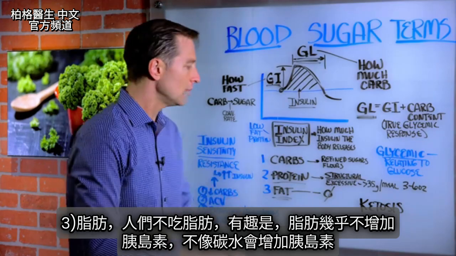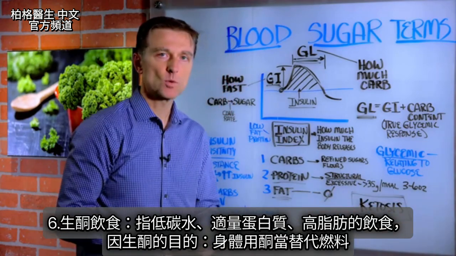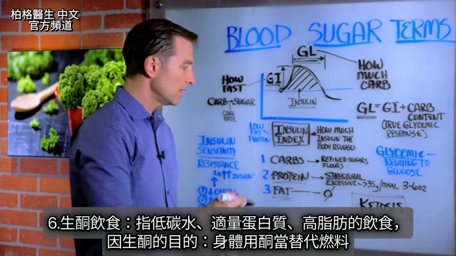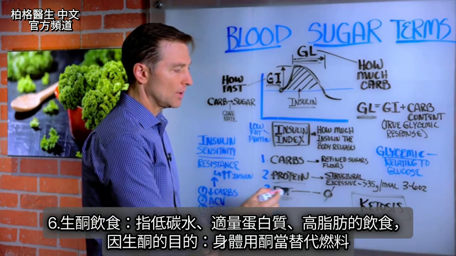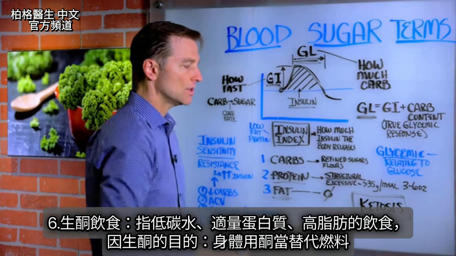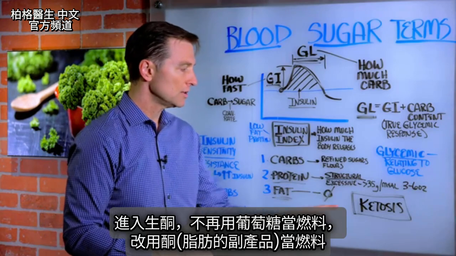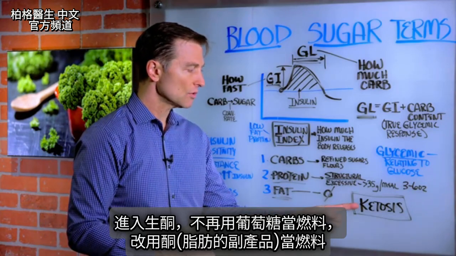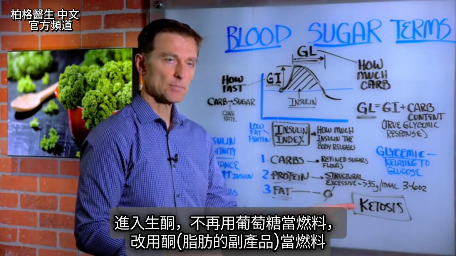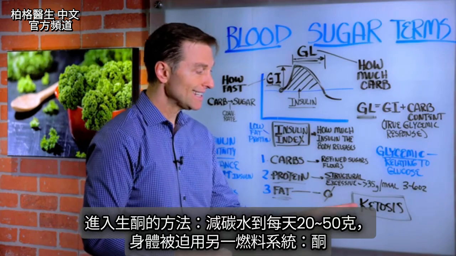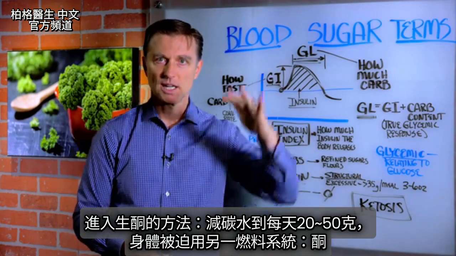So really when you talk about ketosis or a ketogenic diet, we're talking about a diet that is very low in carbs, moderate protein, and higher in fat. Why? Because the whole purpose of ketosis is to run your body on an alternative fuel source. When you go into a state of ketosis, you're no longer using glucose for your fuel. You're using ketones, which is a byproduct of fat. And the way you get into ketosis is by reducing your carbs down to 20 to 50 grams per day. So you got to lower the carbs.